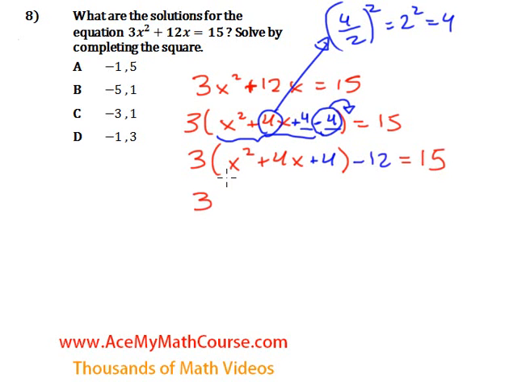Okay, now this trinomial, we can factor it into x plus 2 squared. Now how can we factor it quickly? Nice and clean like this. You can just take the 4 and divide it by 2. And we're going to have that number right there.